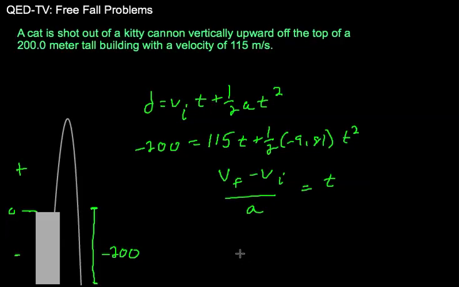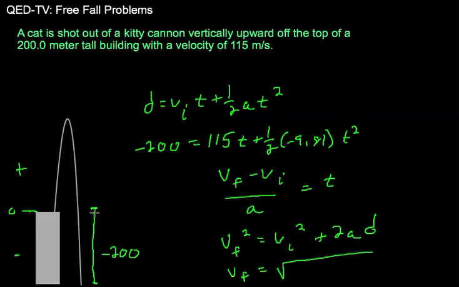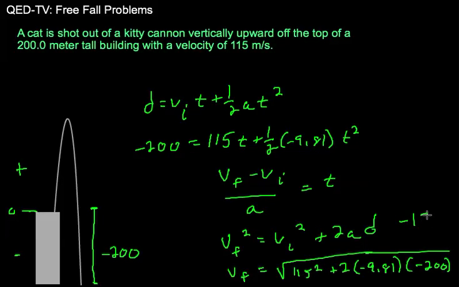So I could be using, again, VF squared equals VI squared plus 2AD, because I have all these things. So I could do VF equals the square root of VI squared. My initial velocity was 115 squared, plus 2 times negative 9.81 times my displacement, which is negative 200. I want to figure out how fast I'm going to go when I'm at negative 200 away from where I started from. And so I could plug all this in, and I would get a final velocity, and the final velocity is about negative 131.